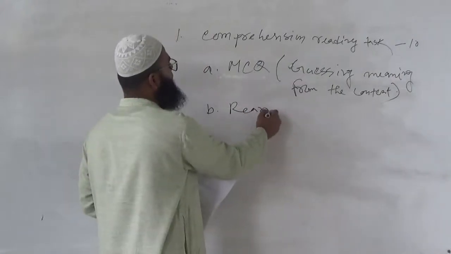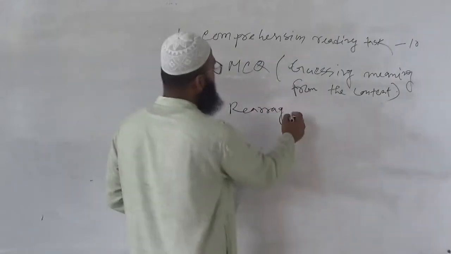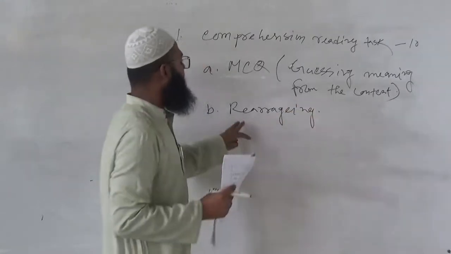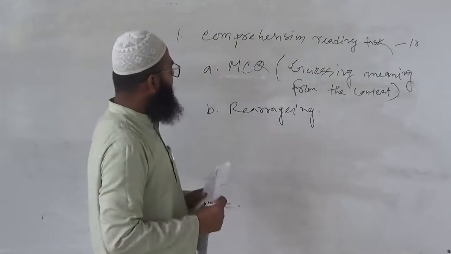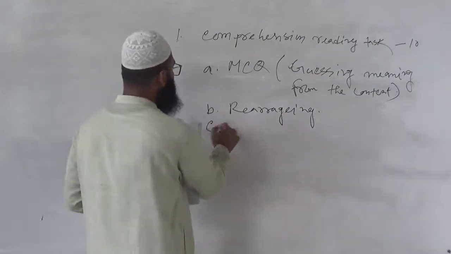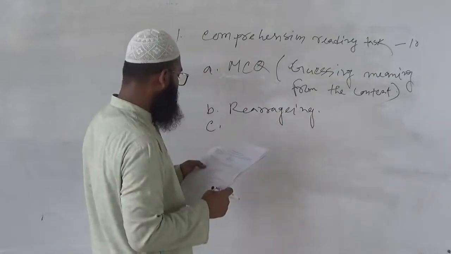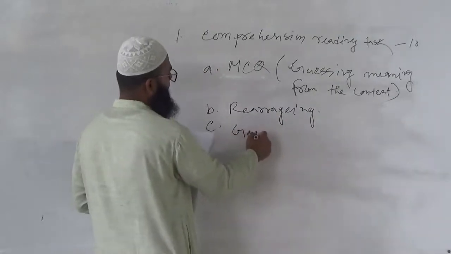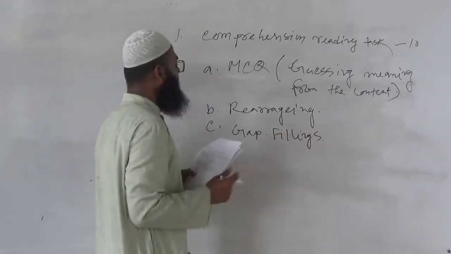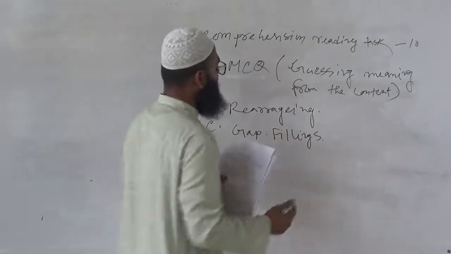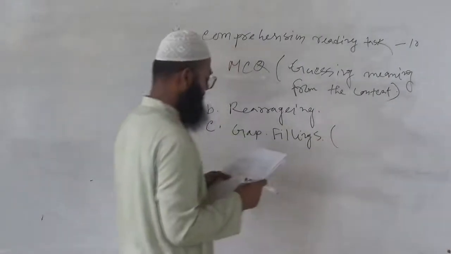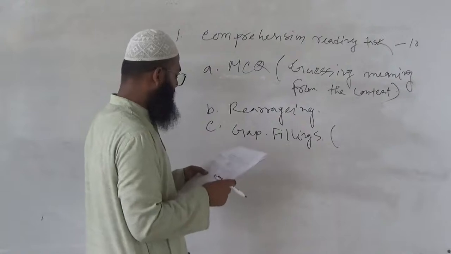Rearranging. Number 3, rearranging. You are well known to that. You will get 2 parts, and you have to make the arrangement of these sentences or words. Number C, fill in the gap, gap fillings. Here you have to fill the gap. There you may or may not get a clue. It's not defined whether clues are given or not.